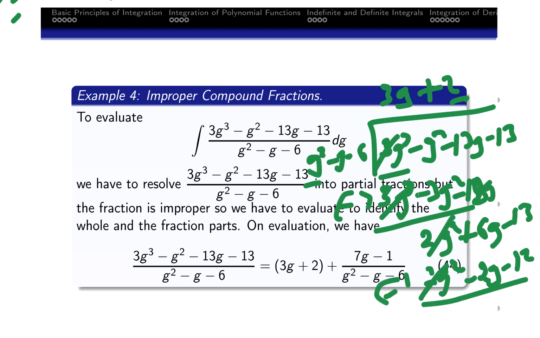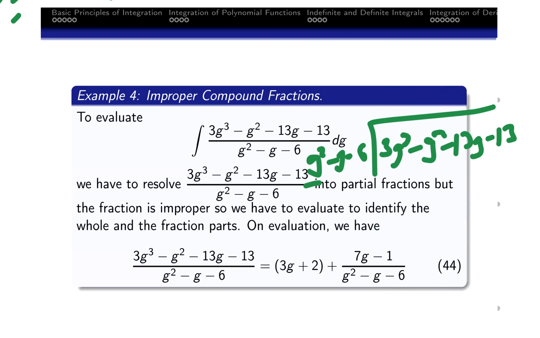Then 6g minus minus this, you have, is that 8g? Okay, I guess I have to do this again. Sorry. Let me do this again for clarity. So now the long division, you have 3g cubed minus g squared minus 13g minus 13, and then you're dividing by g squared minus g minus 6.